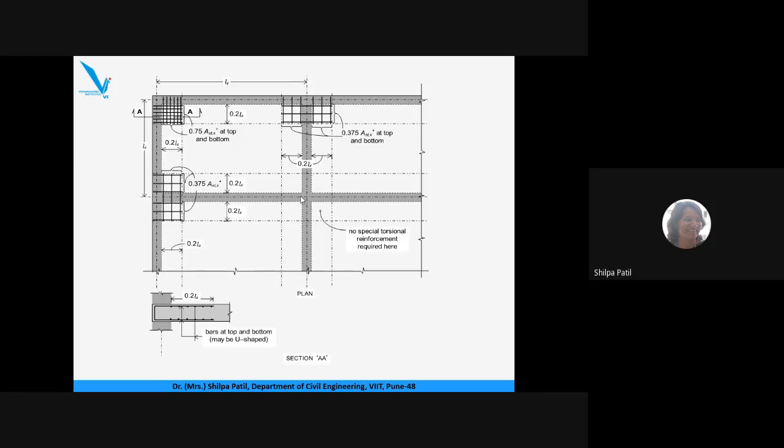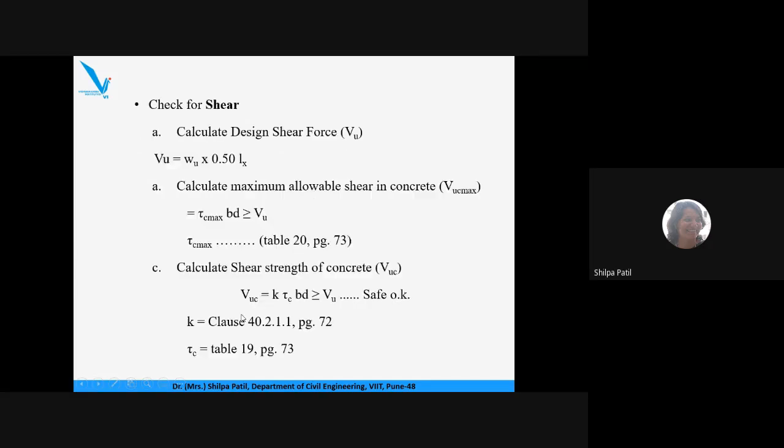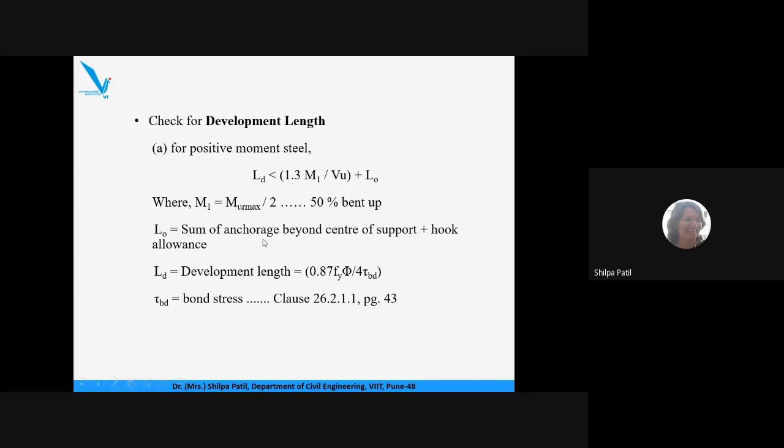Yes, ma'am. Okay. Now, the next step, that is check for deflection. It is the same one, that is we have to calculate the percentage steel provided and compare it with the assumed one. Instead of doing this lengthy calculation, it is better to compare only the percentage steel. Next is check for shear. The steps are exactly the same, whatever we have used for the design of one-way slab. And check for development length. The steps are again exactly the same, whatever we have used for the design of one-way slab.